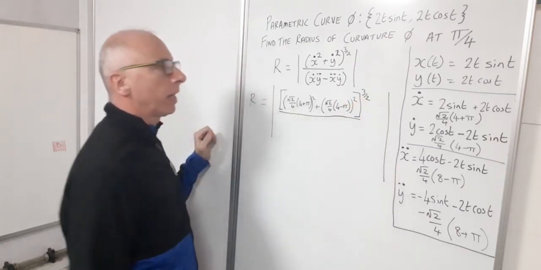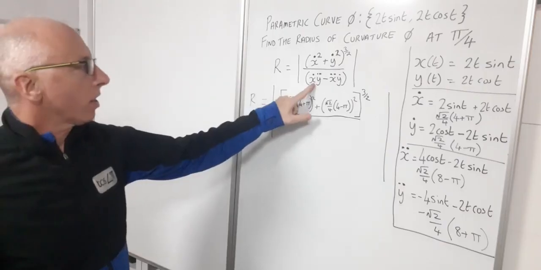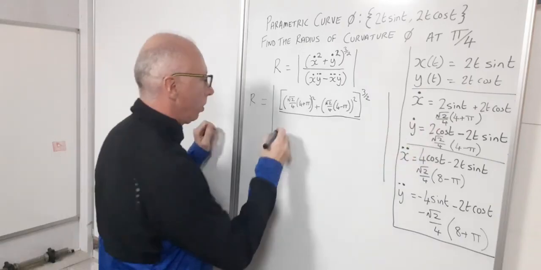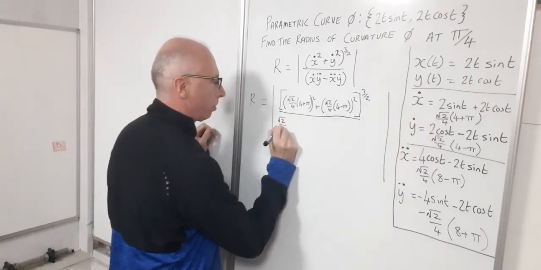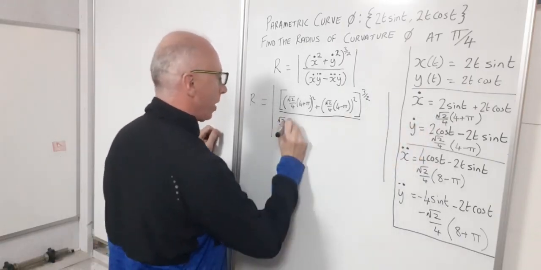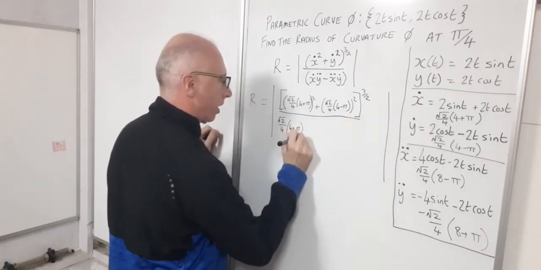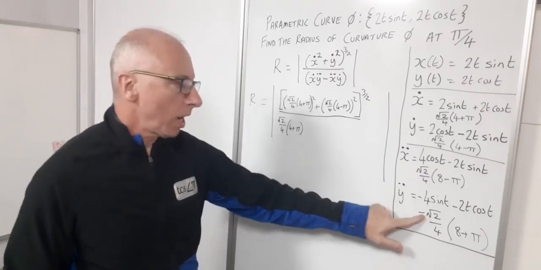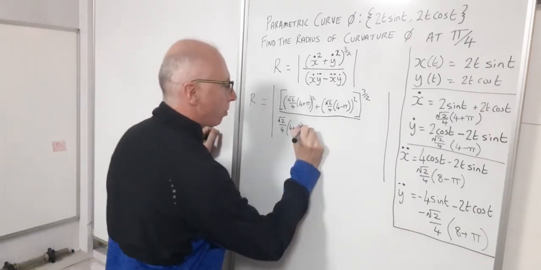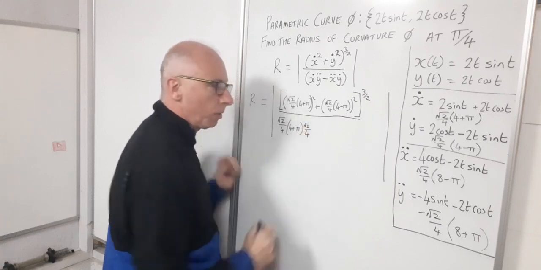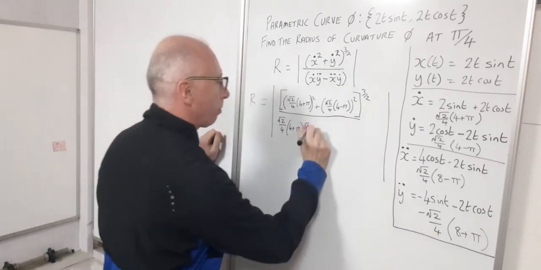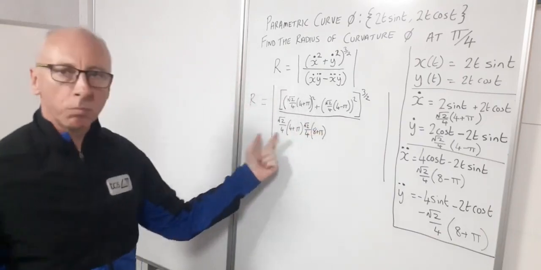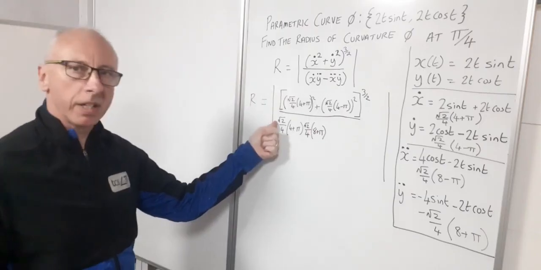So I'm going to give this a square bracket to help us recognise that so we don't get mixed up. Let's put my absolute value here. And now I've got x dot y double dot. Well, x dot is this one, root 2 over 4, 4 plus pi. And then that's multiplied with this one. So I've got minus root 2 over 4. If I just write root 2 over 4 for now, I'll deal with the minus sign in a moment, 8 plus pi.